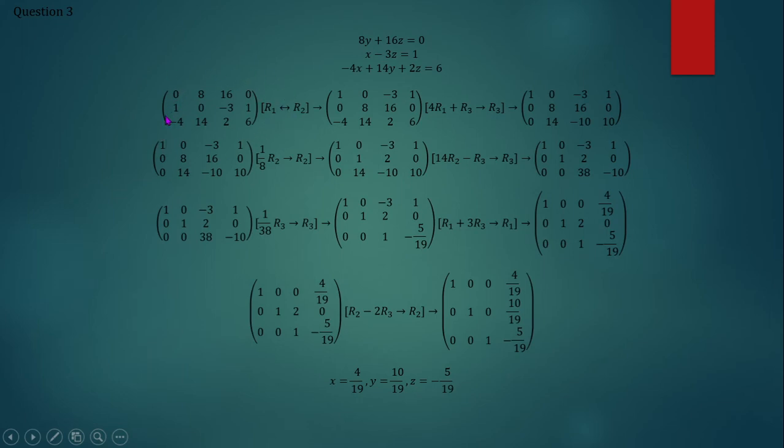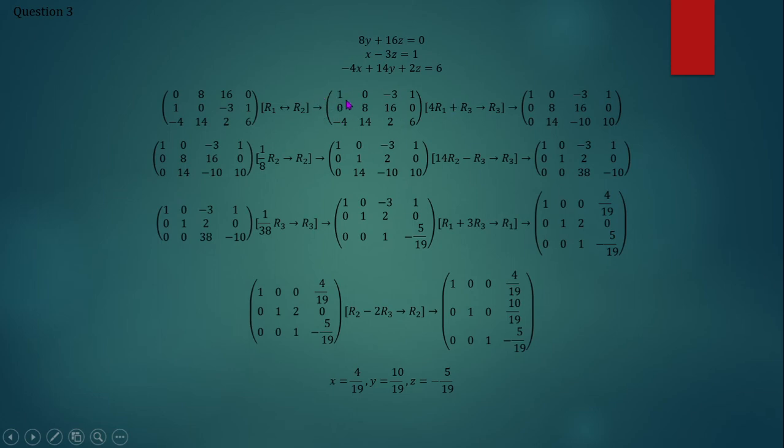But this one is a little bit different because our rule in choosing a pivot is we cannot have a 0 pivot. That's the first rule in using the algorithm. So what I'm going to do is exchange R1 with R2. So this row is exchanged with this row. We get 1, 0, -3, 1, and 0, 8, 16, 0. Just changing the order of the rows.